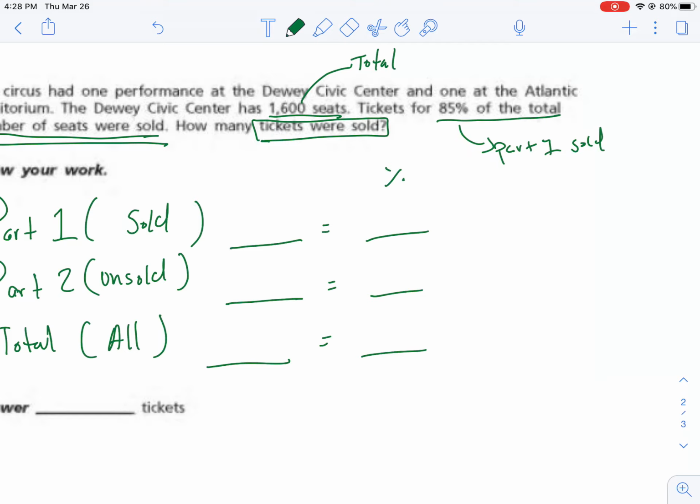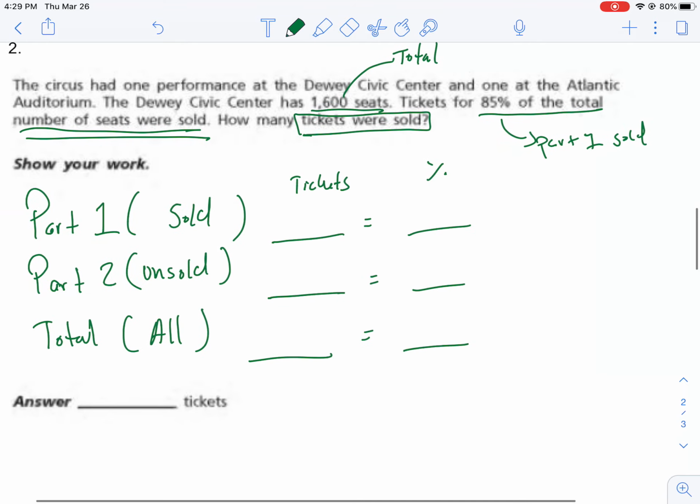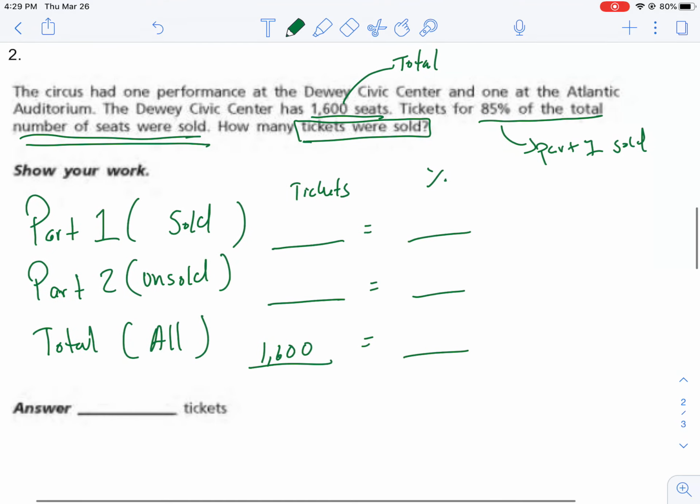Set up our percentages. And here we have tickets. So we know the total, if we were to sell out the entire arena, there would be 1,600 tickets sold. And we know that the total represents 100%. They're saying the tickets for 85% of the total seats were sold. So we know the percentage here is 85 were sold. Okay. How many tickets were sold?